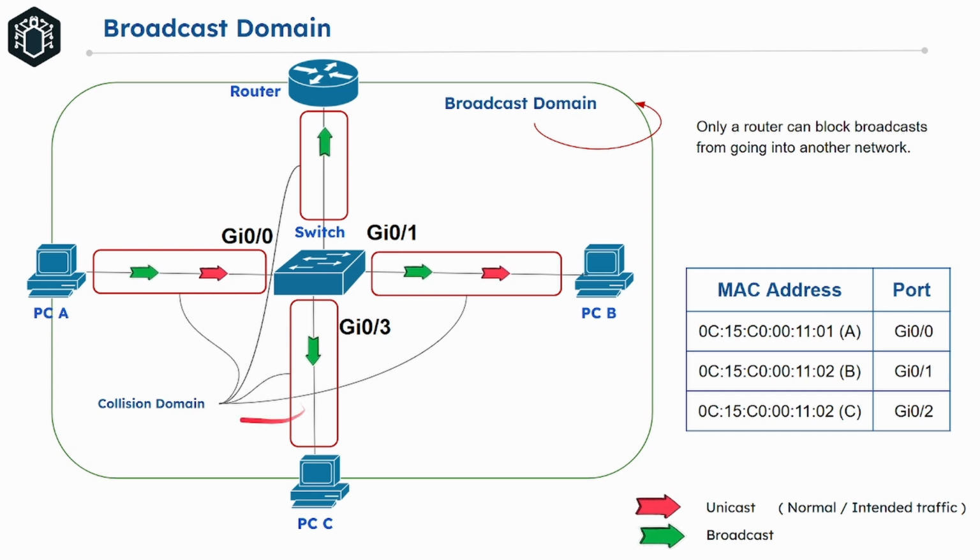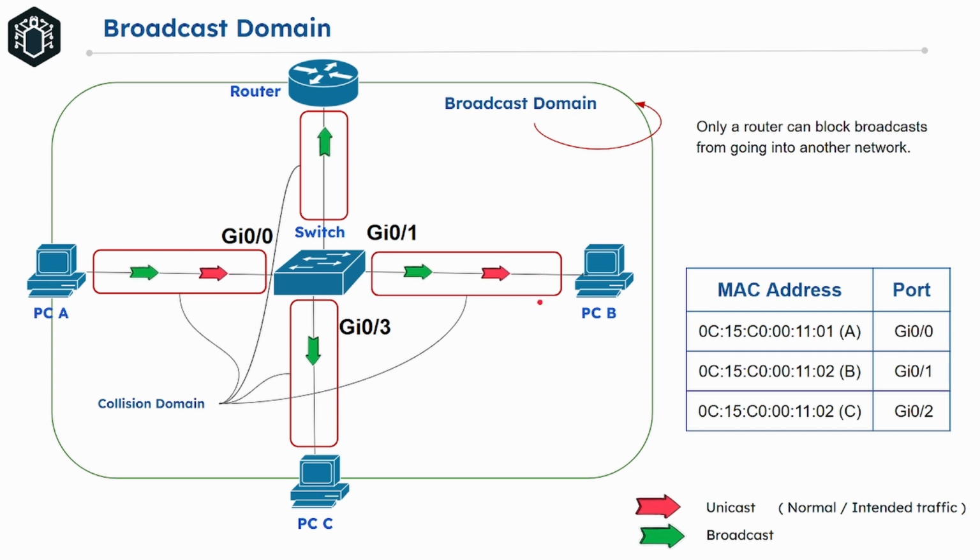For example, let's say PC A wants to send data to PC B. PC A will forward the message to the switch, and the switch will look into its MAC address table to see if the destination address is known. PC B's MAC address is available in the MAC address table, and the outgoing port is G0/1. So the switch is going to forward that message out of the G0/1 port to PC B.